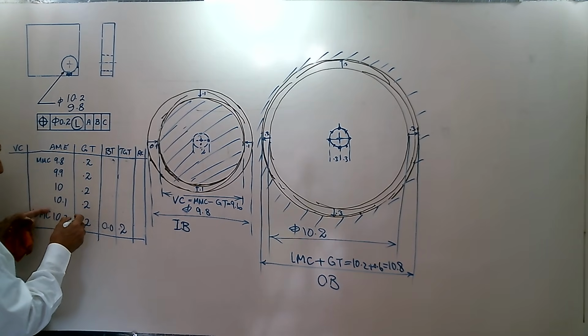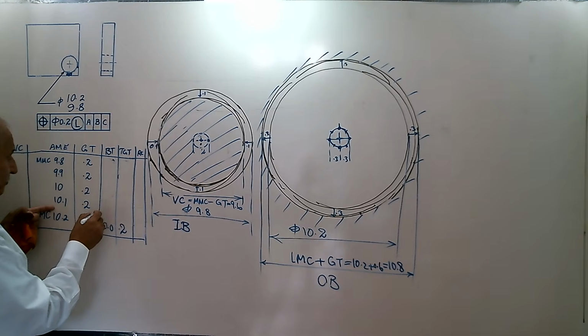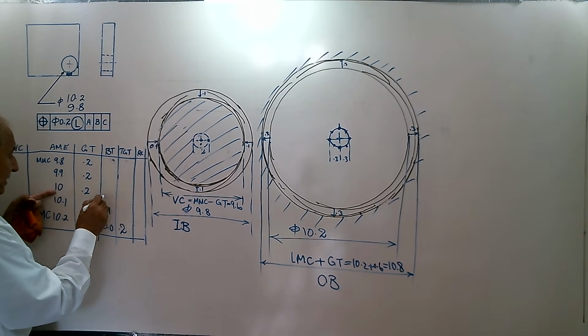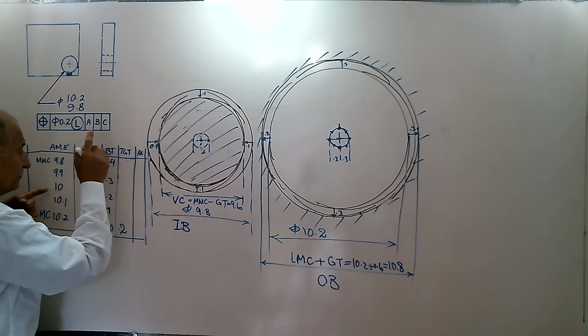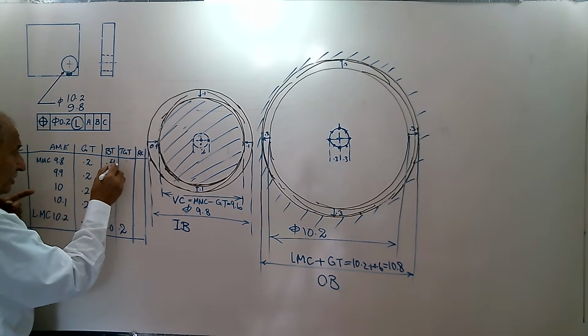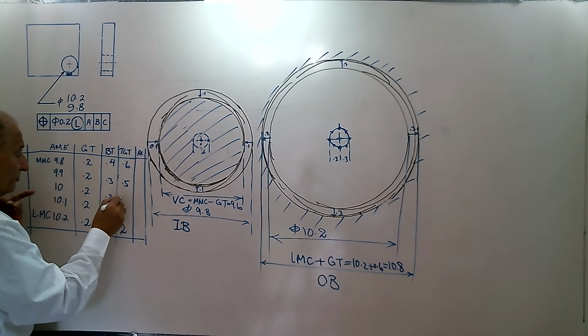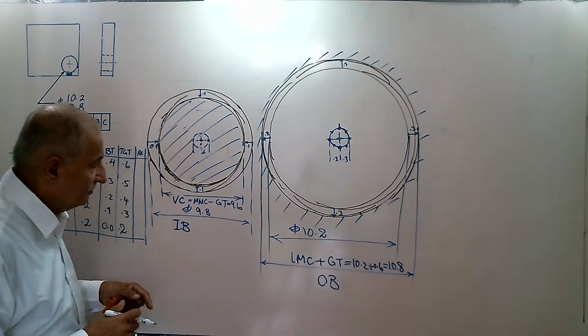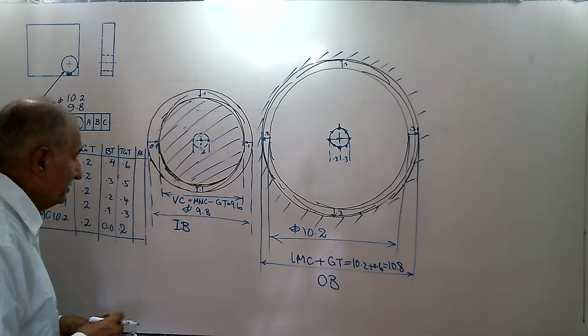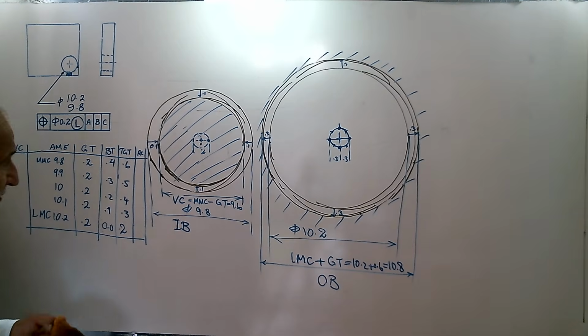And how much do you depart from LMC 0.1? You can have bonus. Here 0.2, here 0.3, here 0.4. That's a departure from MMC. Total tolerance 0.6, 0.5, 0.4, 0.3, and minimum 0.2 for LMC. Okay, let's consider it. First, LMC.